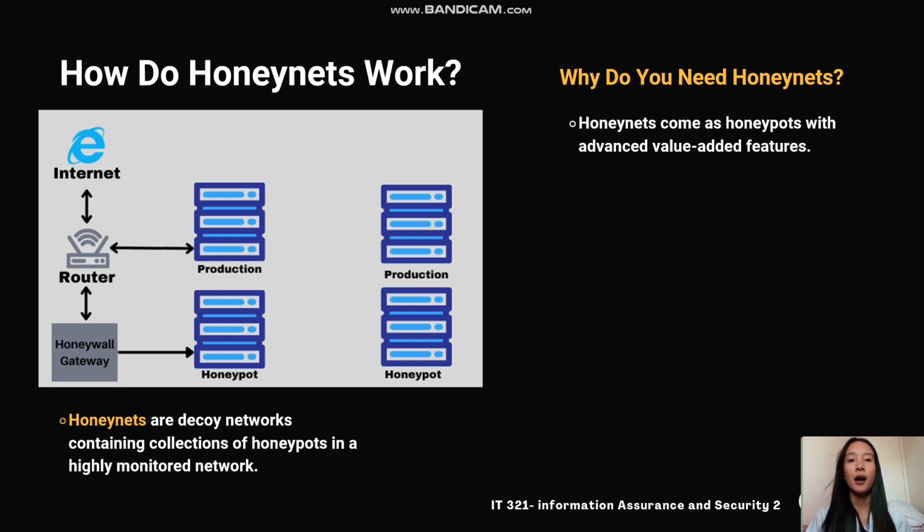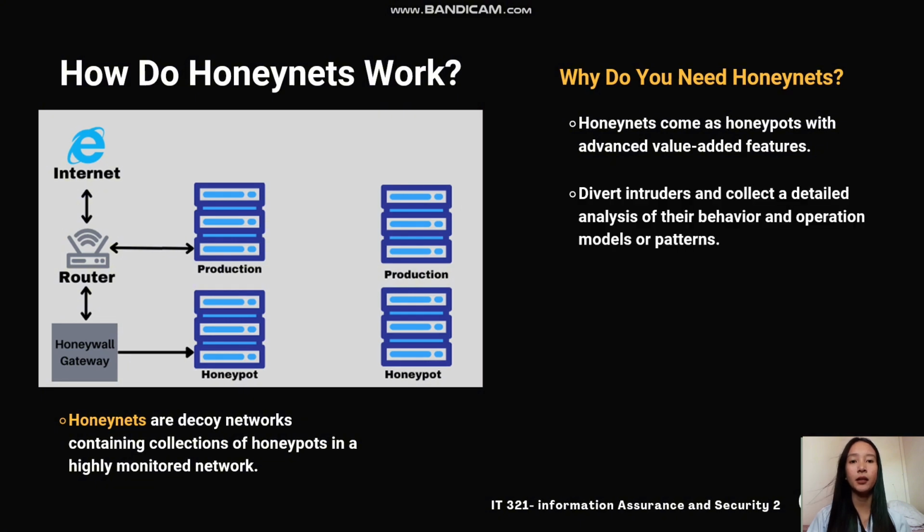Honeynets come as honeypots with advanced value-added features. They provide a more comprehensive way to trap attackers and gather valuable insights into their methods, divert intruders, and collect a detailed analysis of their behavior and operation models or patterns, helping us understand their tricks and patterns.